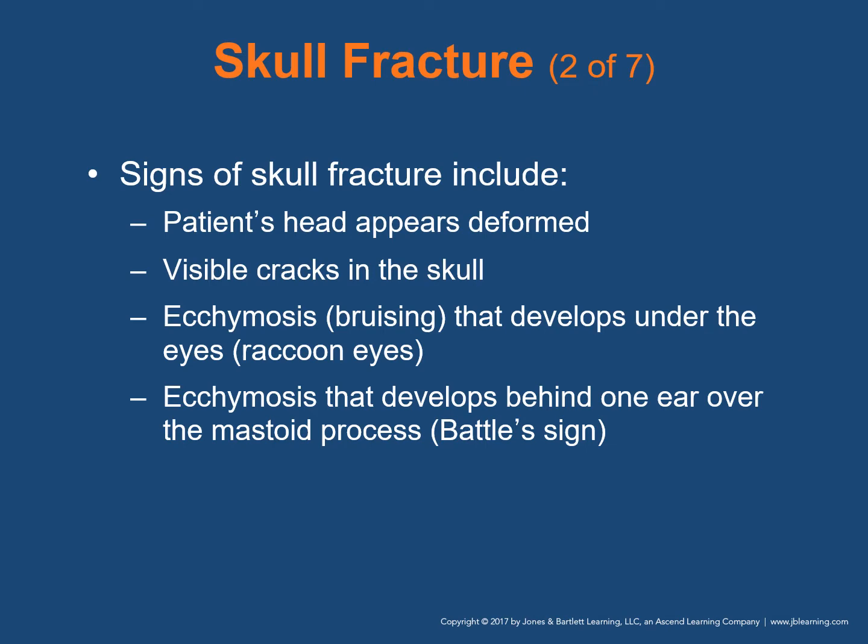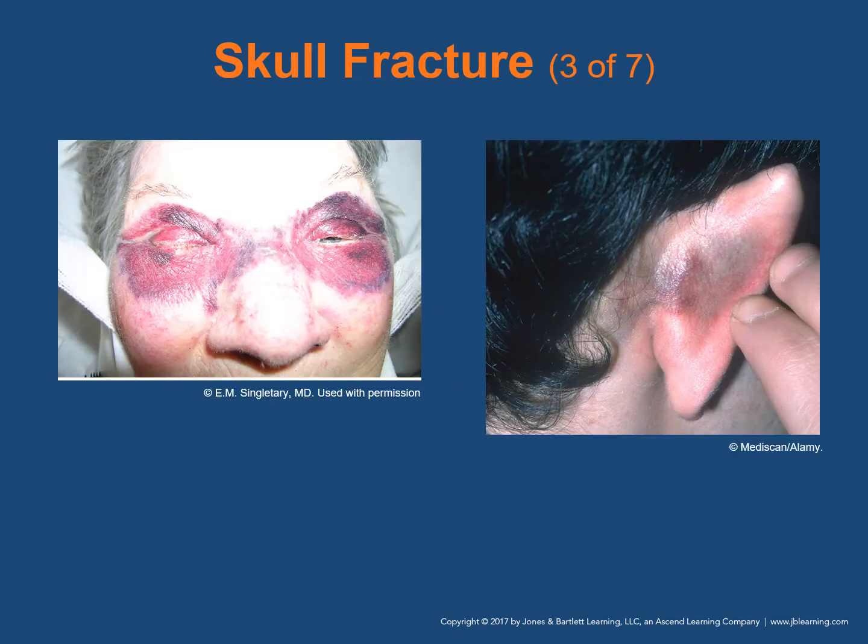Signs of skull fracture include the patient's head appearing deformed, visible cracks in the skull, ecchymosis, which is bruising that develops under the eyes, called raccoon eyes, or ecchymosis that develops behind one ear over the mastoid process, which is Battle's sign. These figures show ecchymosis under the eyes in figure A, on the left, and behind one ear in B, the image on the right, and that's a result of a skull fracture.